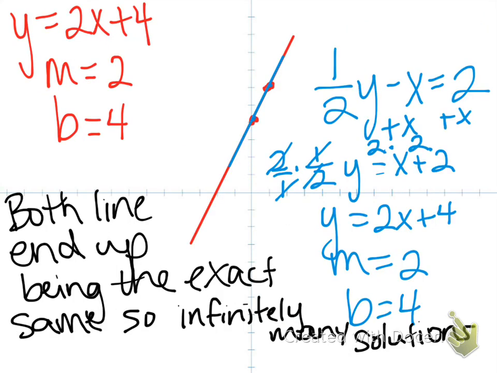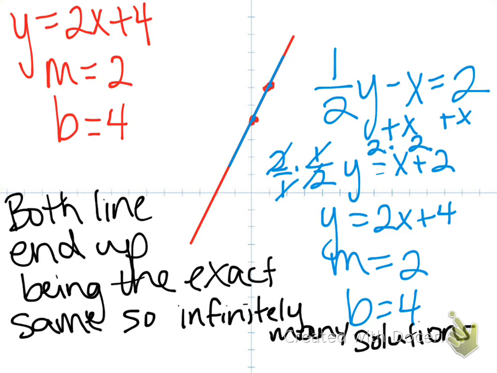The next example is also a special circumstance. If we look at this, our two equations are y equals 2x plus 4 and 1/2 y minus x equals 2. In the first equation, we can just identify the slope and the y-intercept. The y-intercept, if we look at this, is 4. The slope is whatever comes before the x, so it is 2.